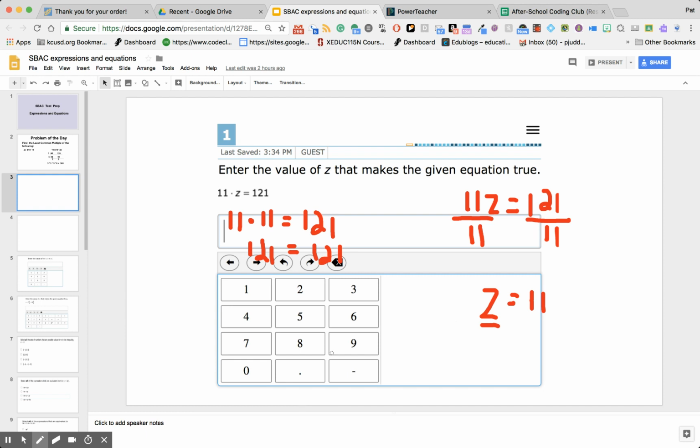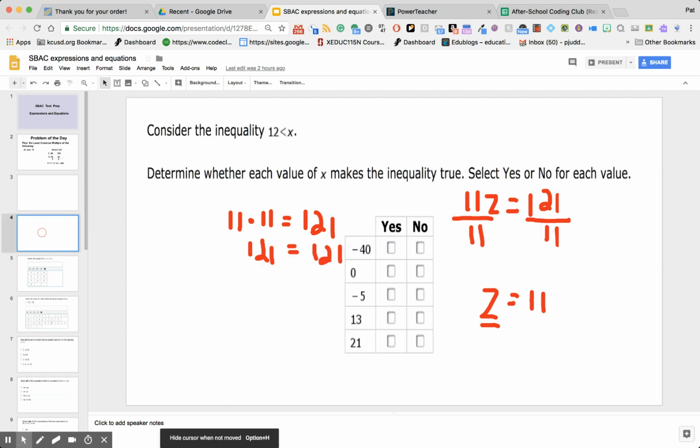Now, on the actual Smarter Balance test, when you see an equation editor or you see a number pad like this, do not use the numbers on your computer to type this in. Otherwise, it may not register correctly. Type in or hit the numbers on this number pad that they provide for you to make sure that you're recording the information correctly. So now, on to the next one.